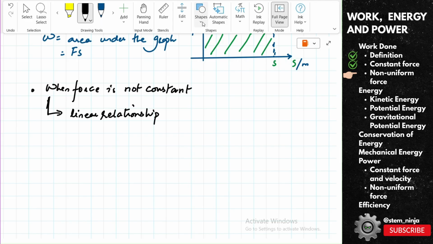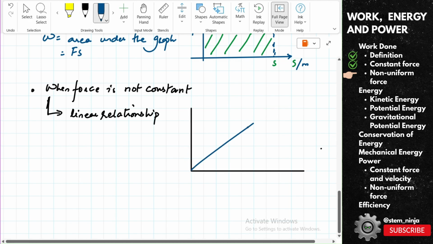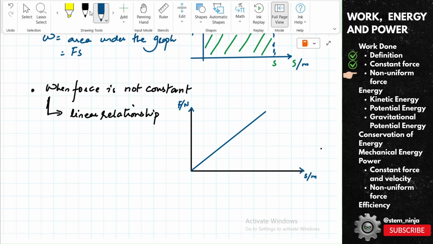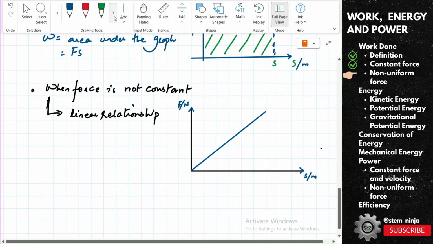Okay, so by linear relationship, what do we mean? Let's say you have this case, F newtons, S meters. Now, there are two examples when this happens.